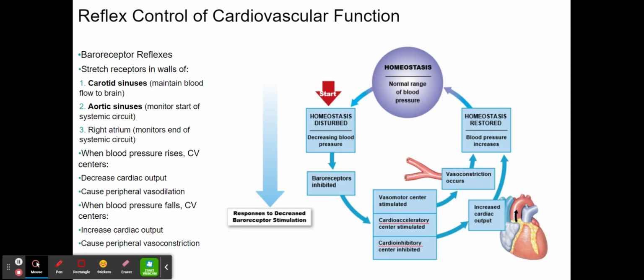A procedure known as the Valsalva maneuver is a simple way to check for normal cardiovascular response to changes in atrial pressure and venous return.